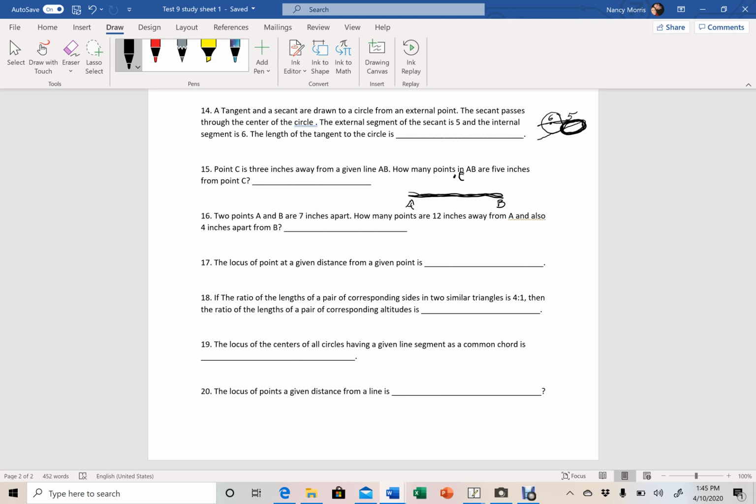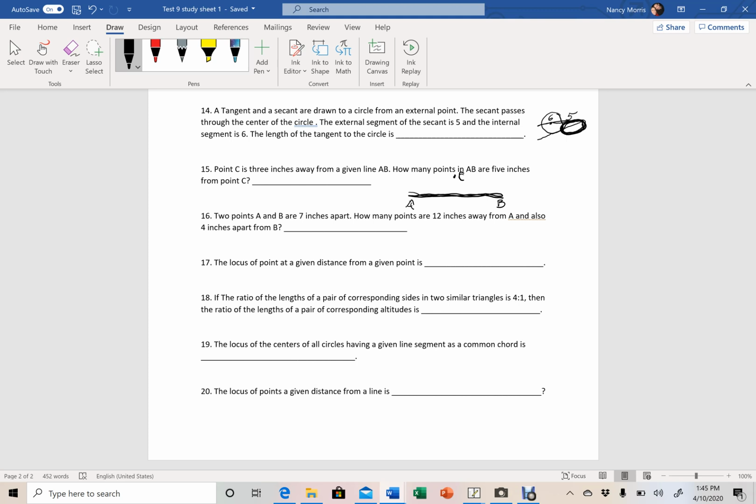Number 19, the locus of the centers of all circles having a given line segment as a common chord is what? Okay, the locus of the centers of all circles having a given line segment as a chord is what? Okay, so draw that out if you need to and tell me what the locus would look like.